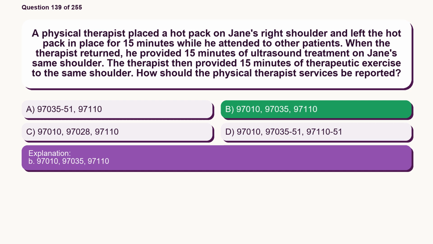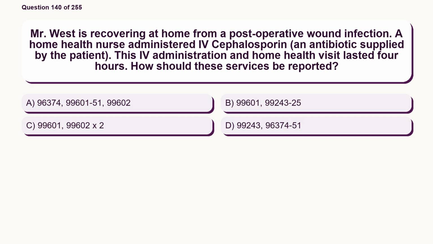Question 140. Mr. West is recovering at home from a postoperative wound infection. A home health nurse administered 4 cephalosporin, an antibiotic supplied by the patient. This 4 administration and home health visit lasted 4 hours. How should these services be reported?